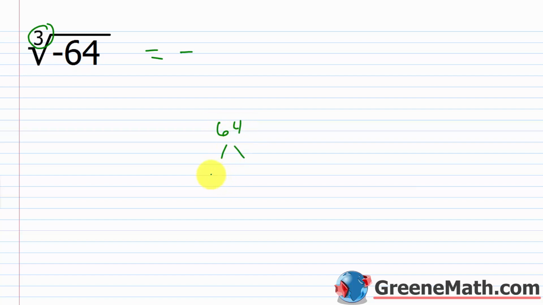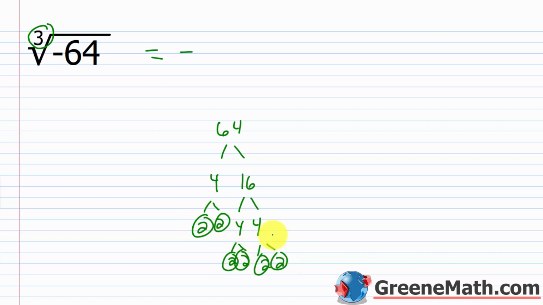I know it's divisible by 4. It's 4 times 16. And I know 16 is 4 times 4. Now I can go through and say this is 2 times 2, and this is 2 times 2, and this is 2 times 2. But for the purposes of what we're doing, we've already found that 4 to the third power, or 4 cubed, is 64. So the cube root of negative 64 is just negative 4.